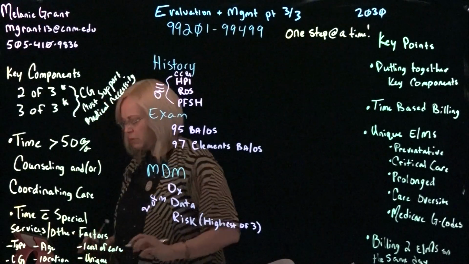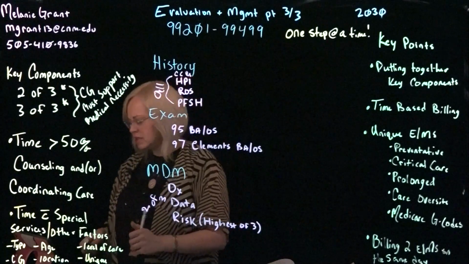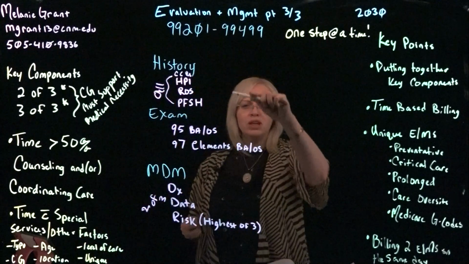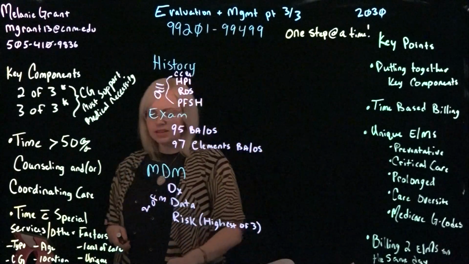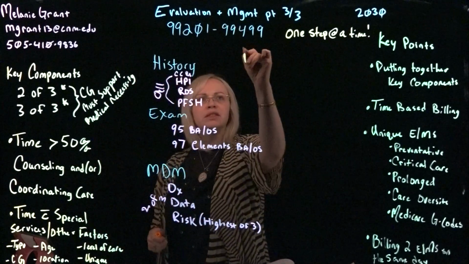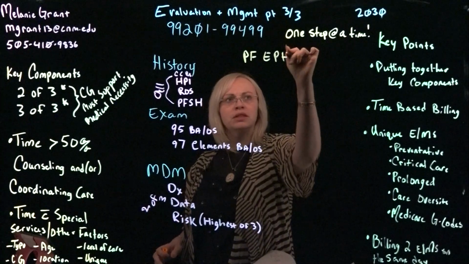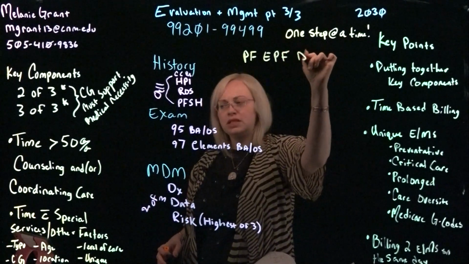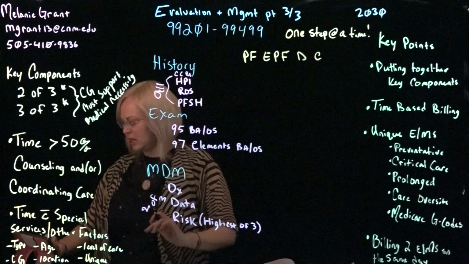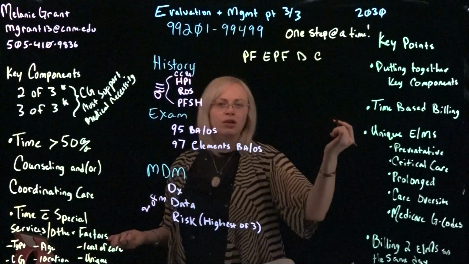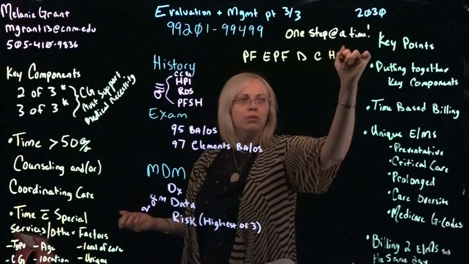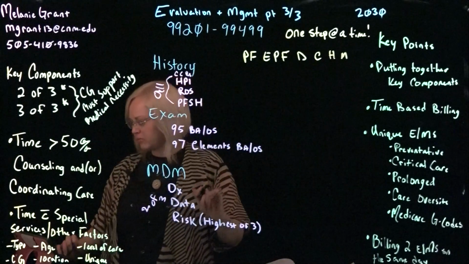Now that final and fourth page is broken into a few categories. And so when you look at those, remember the abbreviations. Remember things like PF for problem focused, EPF for expanded problem focused, D for detailed, and C for complete or comprehensive. And sometimes other ones like high or minimal may apply.